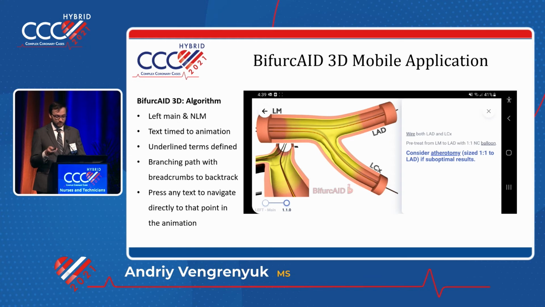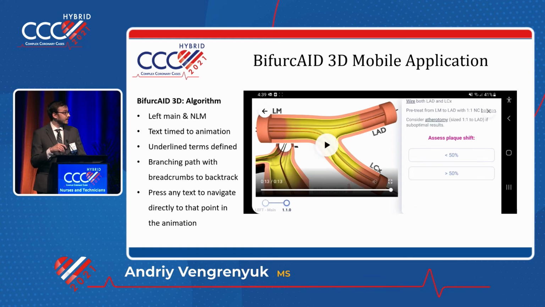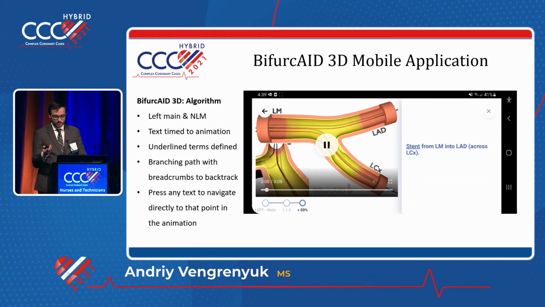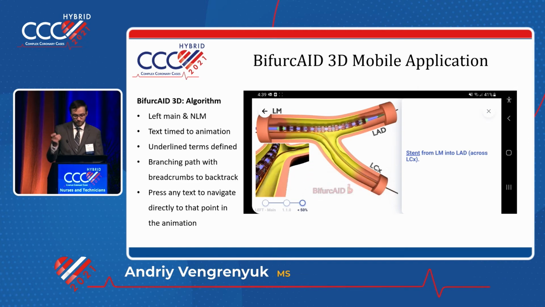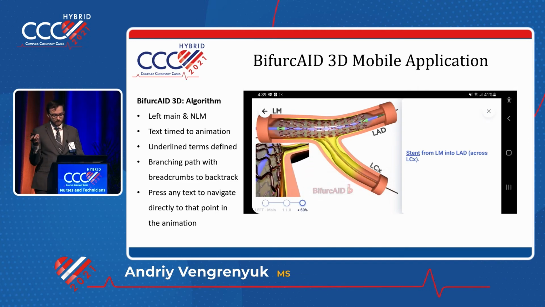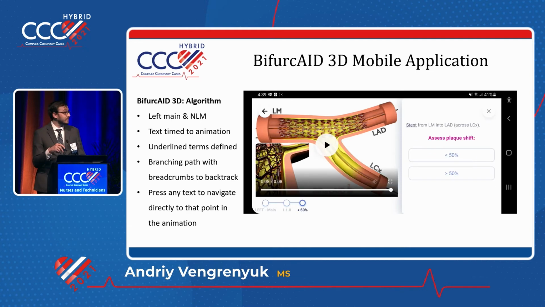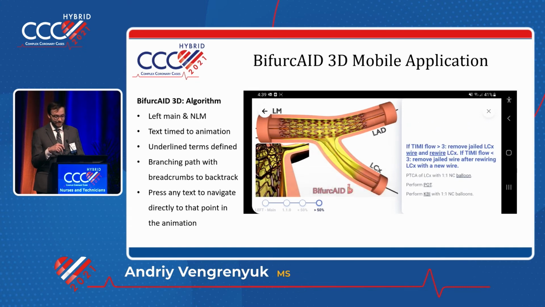Once you get to the end of one of these animations, you're then asked, was there plaque shift in the side branch? Now, if there isn't, then you proceed with provisional stenting. If there is, there are different treatment recommendations. So in this case, we'll say we went provisional, like the Europeans like, and then we're going to say, uh-oh, now there's plaque shift. So now there's a new treatment plan. We have to fix the LCX.